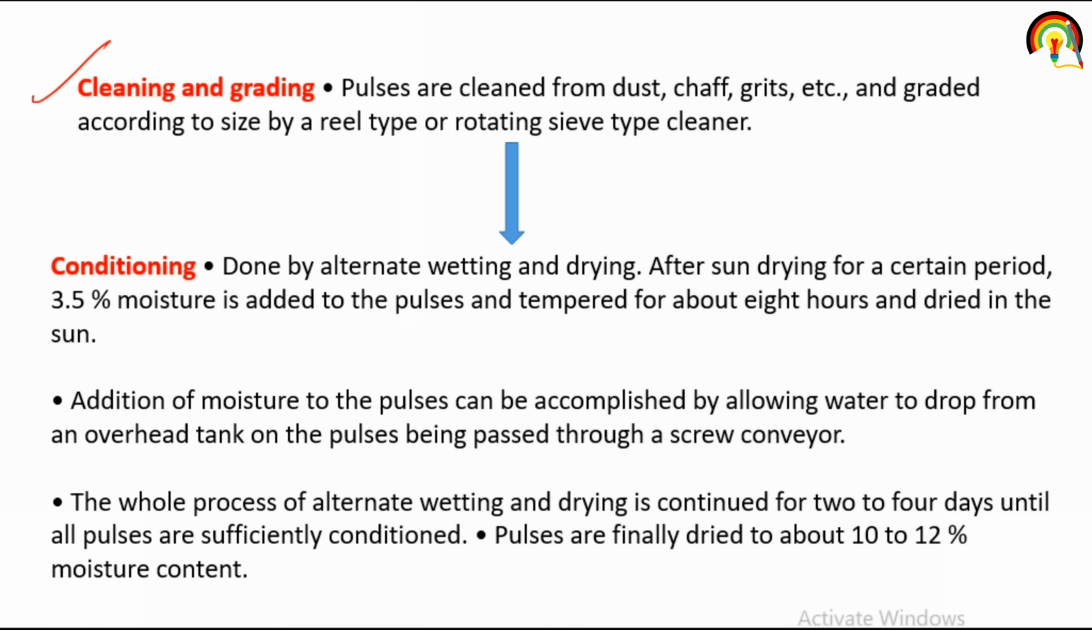What we do in this process is we add moisture to the pulses by allowing water to draw from the overhead tank onto the pulses. The whole process of wetting and drying is continued for 2 to 4 days. Firstly, we provide moisture content to the pulses, and after that we dry them in the sun. This alternate process of wetting and drying is continued for 2 to 4 days until all pulses are sufficiently conditioned, and pulses are finally dried to about 10 to 12% moisture content.